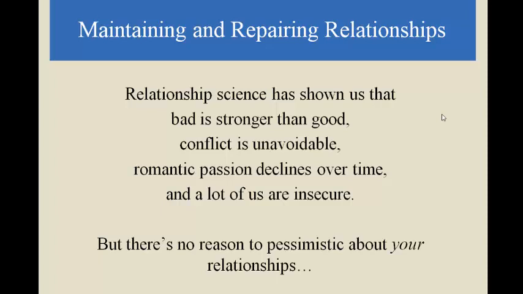So first of all, in summary of what we've learned this semester, bad is stronger than good. How much stronger? 5 times stronger. The costs are more powerful than the rewards. 5 times more powerful. So because of that, you need to do at least 5 good things for every bad thing you do just to keep your relationship stable.